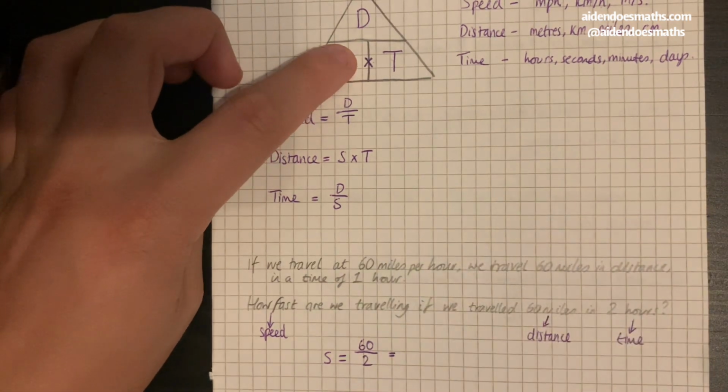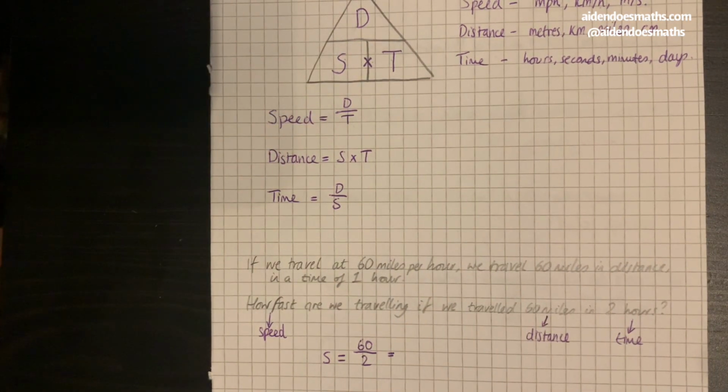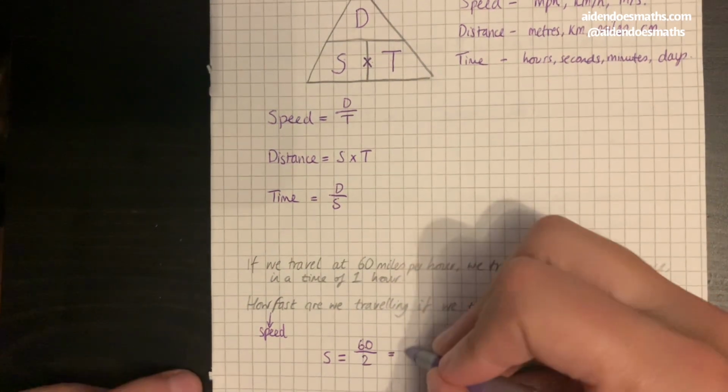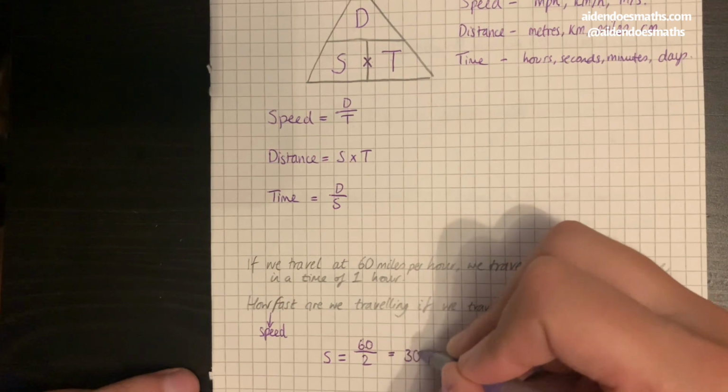Now you probably do this in your head. Okay, 60 divided by 2. If you want to think about just the 6 divided by 2, that should give us 3. Then we can put that 0 back in there.